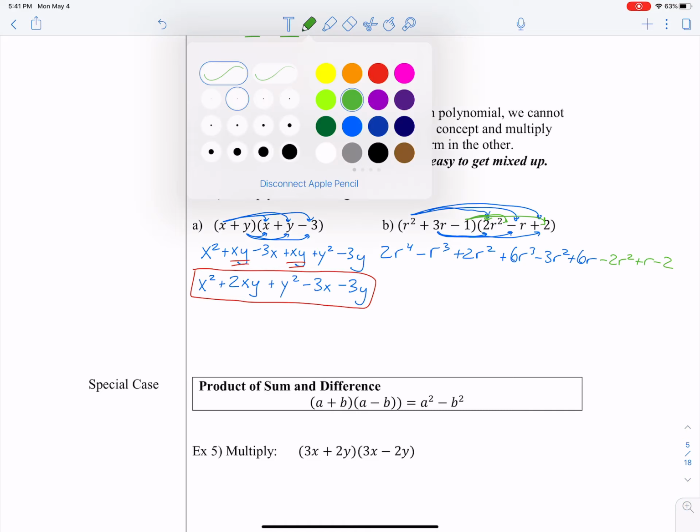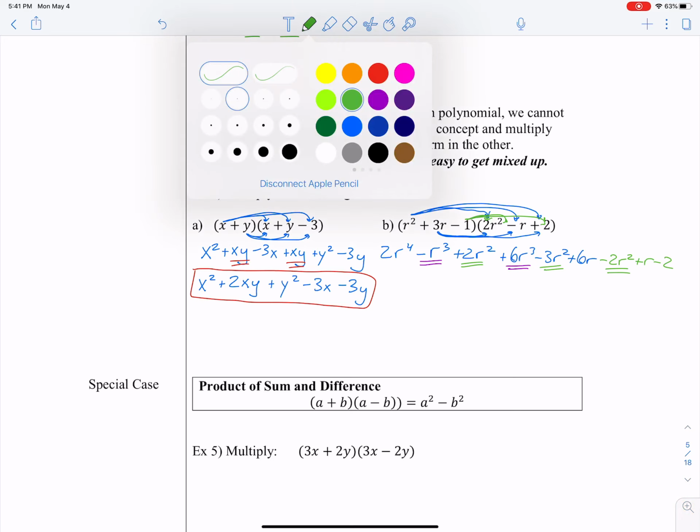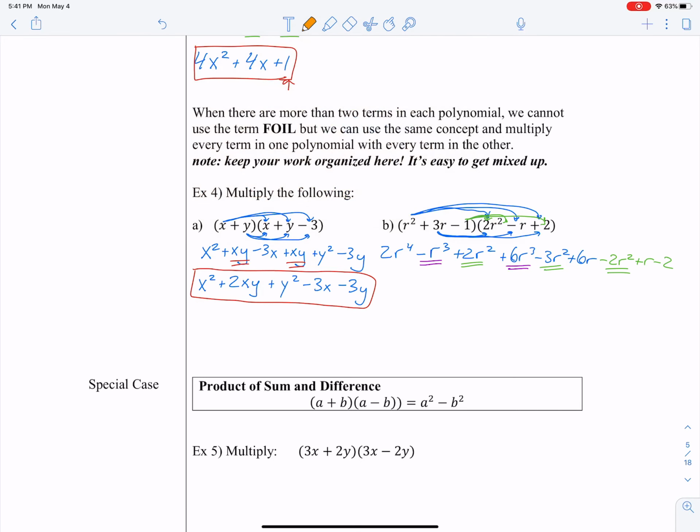All right, now I need to look for similar terms. So r to the 4. Do I have any other r to the 4s? No. R to the 3s. I do have r to the 3s. R to the 2s. I have one here, one here, one here. Let's use orange. R's and r's. And then whole numbers, just the 2.